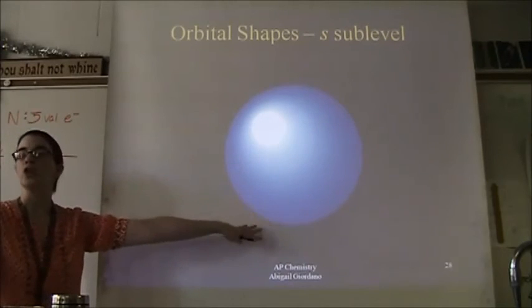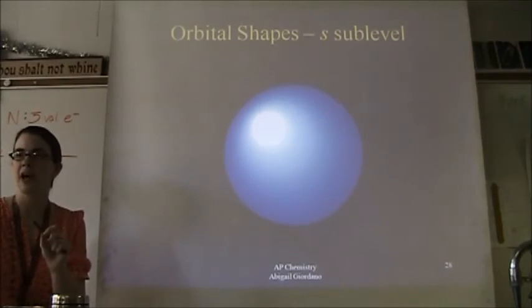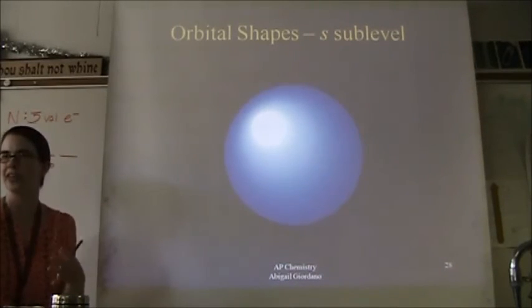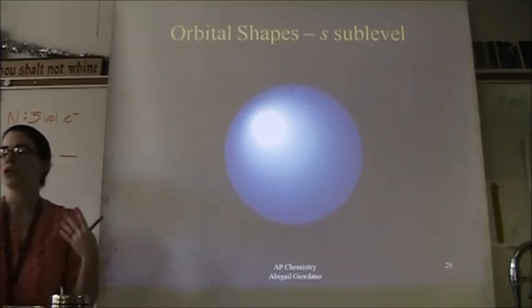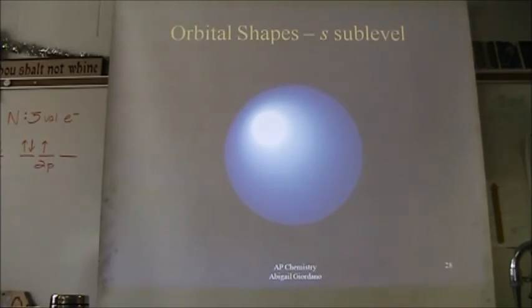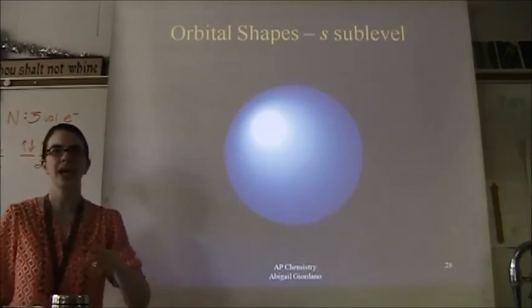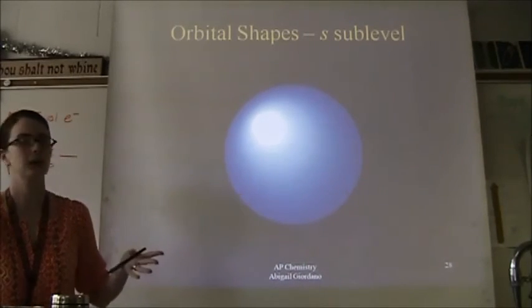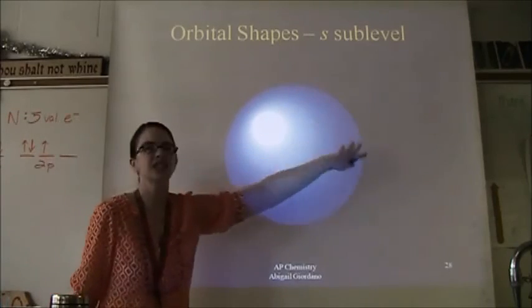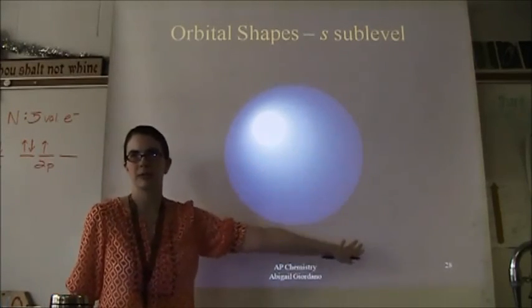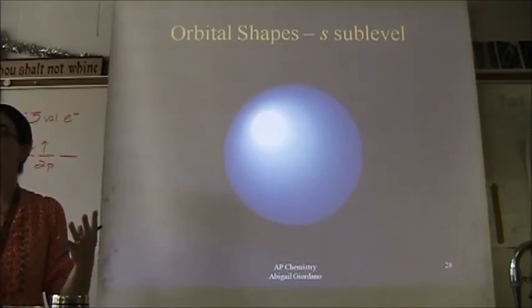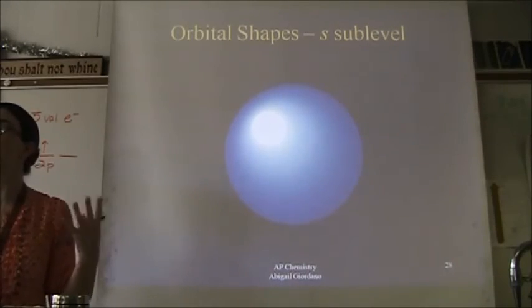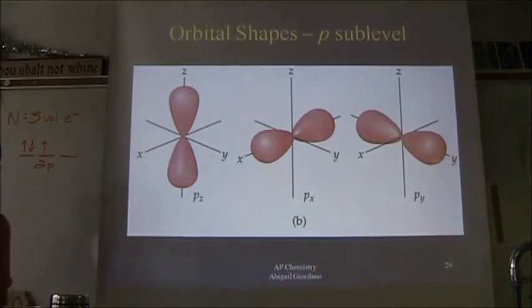Okay, one other thing that you need to be able to recognize, you would never be asked to draw this, okay, but you need to be aware that each sublevel has a unique shape. S sublevels, doesn't matter if it's 1S, 3S, 6S, it doesn't matter. They are spherical in shape. So the S sublevels are spherical. This is what a P sublevel looks like.